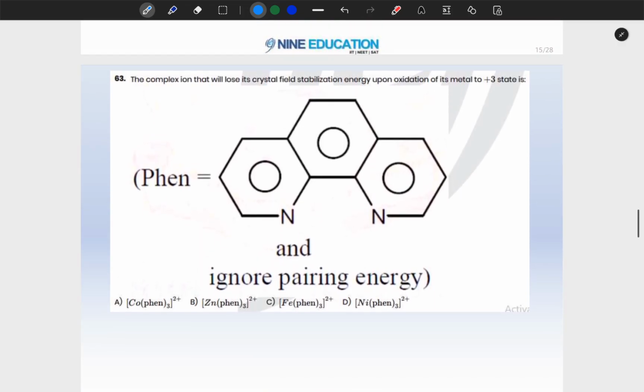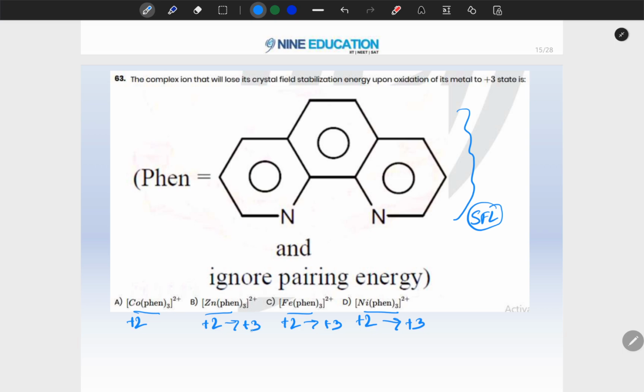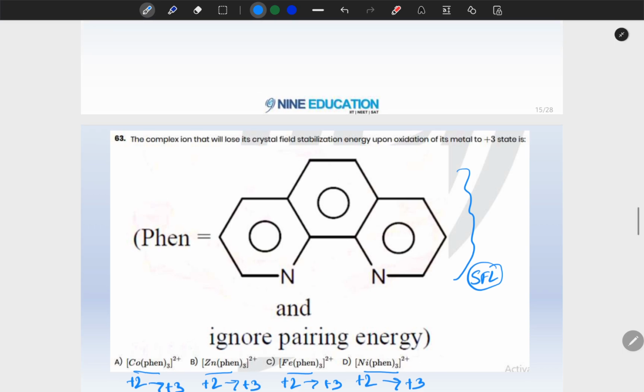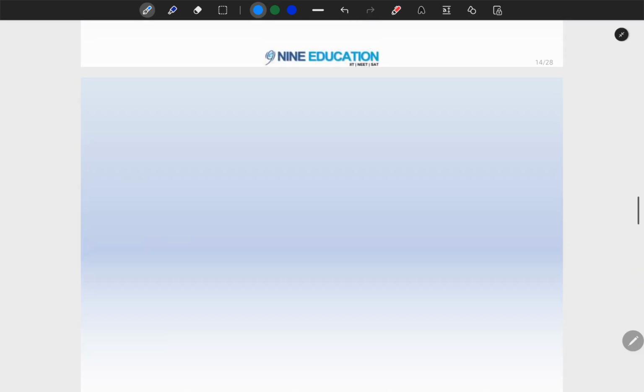Question number 63. Okay, this ligand has been provided over here, and this is actually a strong field ligand. So these are the four complexes. I need to check in all these complexes, the metals are present in +2 oxidation state. Now if these metals are getting oxidized to +3 oxidation state, then there will be a decrease or increase in CFSE. That I need to check over here, right?